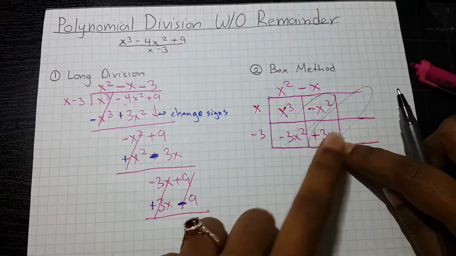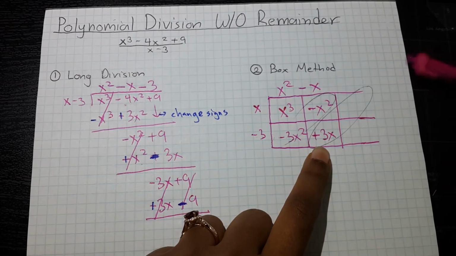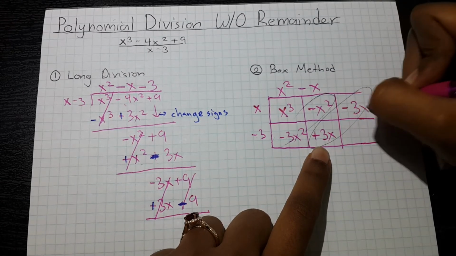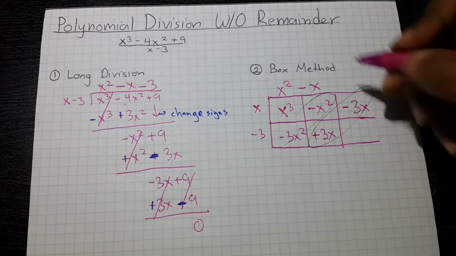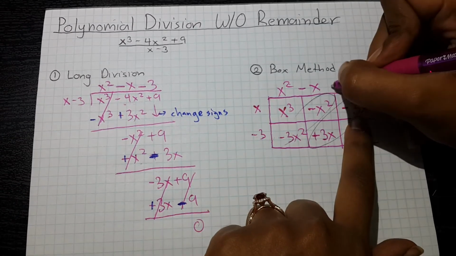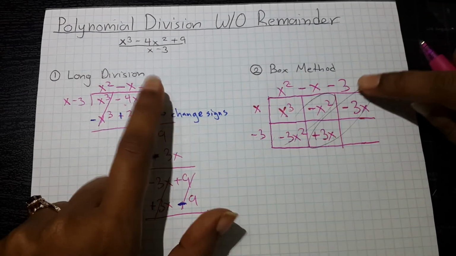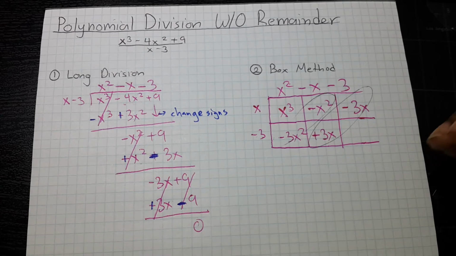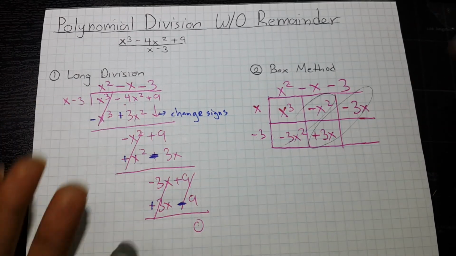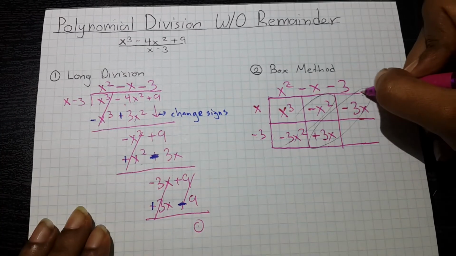It means I need to add something to 3x to give me 0. Well, that's going to be minus 3x. So minus 3x plus 3x, that's 0. What times x gives me minus 3x? Well, that's just minus 3. And we see that that's exactly what we have. But I'm going to continue on with the box method because let's say we didn't know what the answer was, you don't know where to stop. So let's keep going.